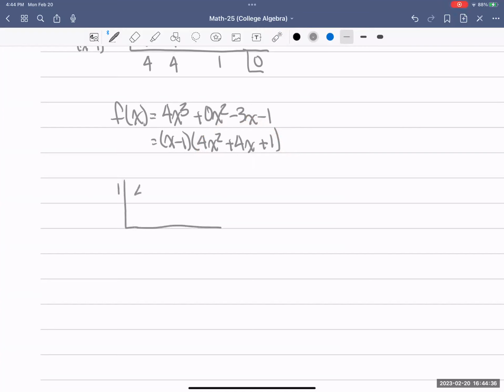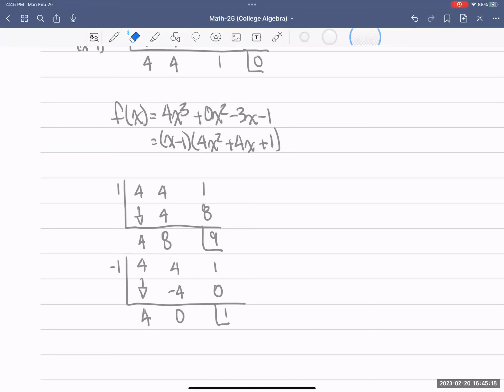But now we're going to use 4, 4, 1. So bring the 4 down. 1 times 4 is 4. 4 plus 4 is 8. 1 times 8 is 8, plus 1 is 9. All right, that's not a 0. Let's try the next easy one, -1. 4, 4, 1. Bring the 4 down. -1 times 4 is -4. Plus 4 is 0. 0 times -1 is 0. And that's 1. That's not one of the zeros.